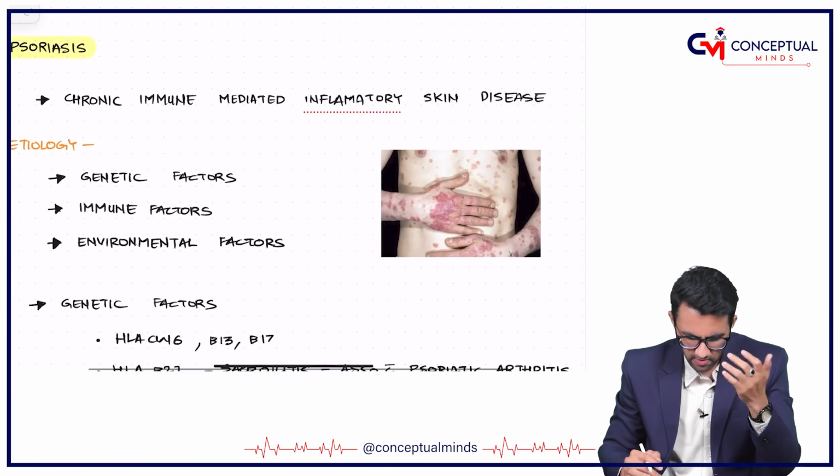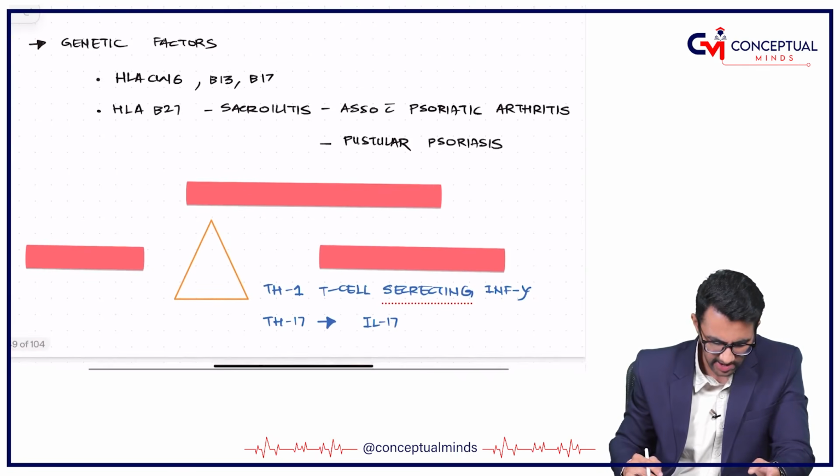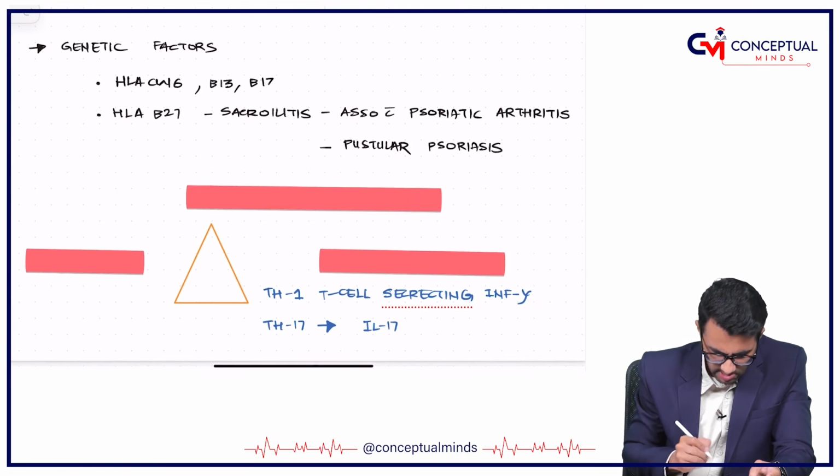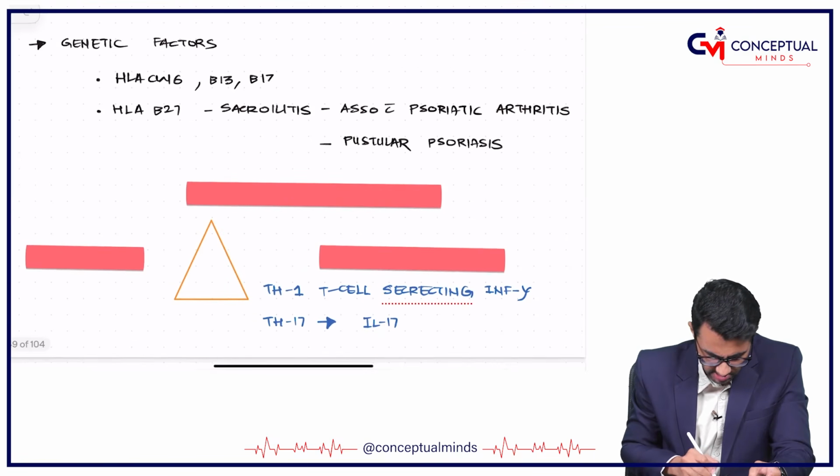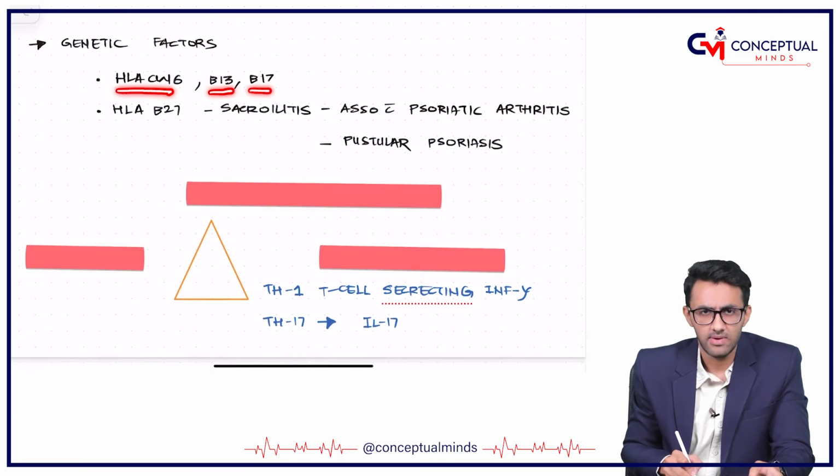Okay, so that is all for the introduction part. Let us just go on to the genetic factors. There are certain HLAs which predispose us to having psoriasis. What are those? These are HLA CW6, B13 and B17. This is straight up, we have to memorize this.